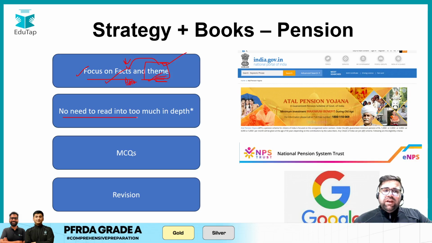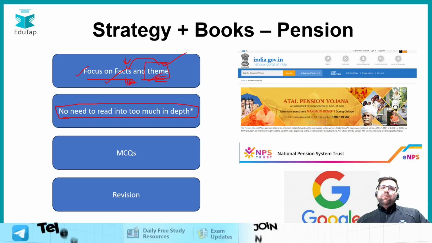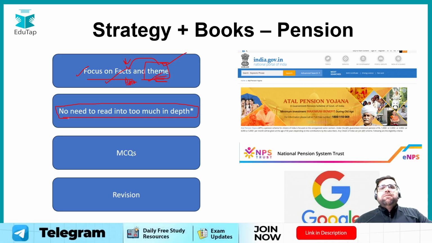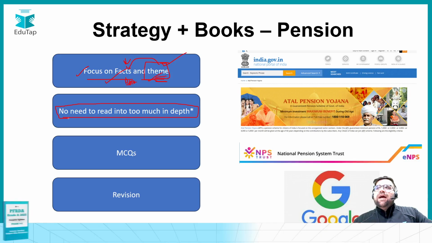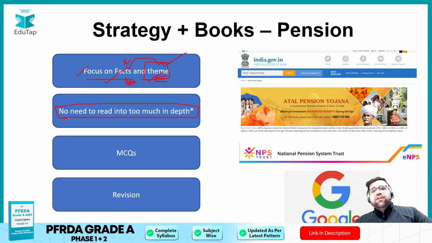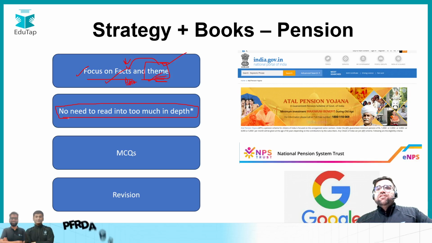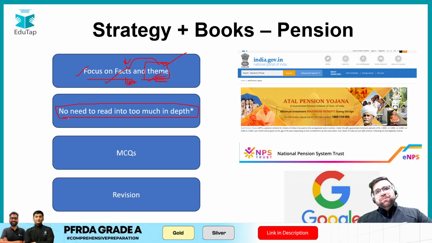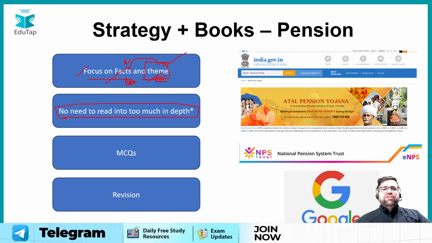Then no need to read into too much depth. By this I mean that you do not have to become an expert in the field of pension. Because what happens is when people read Atal Pension Yojana, they try to mug up all the different things about Atal Pension Yojana. So they try to cover everything which is written on the website of Atal Pension Yojana. So don't make this particular mistake because that can lead to a lot of wastage of time.